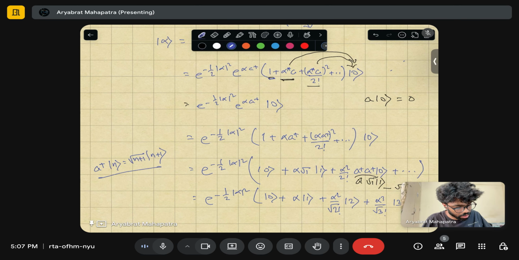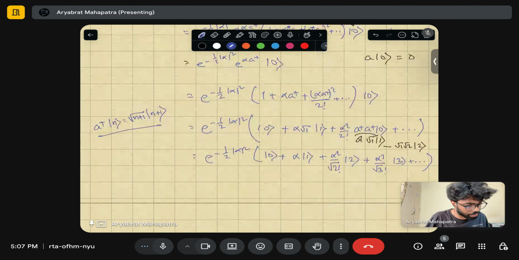And this way it continues. For the nth term, you can write it as alpha to the n by root n factorial, and so on. There will be more terms also, because this is an infinite series.